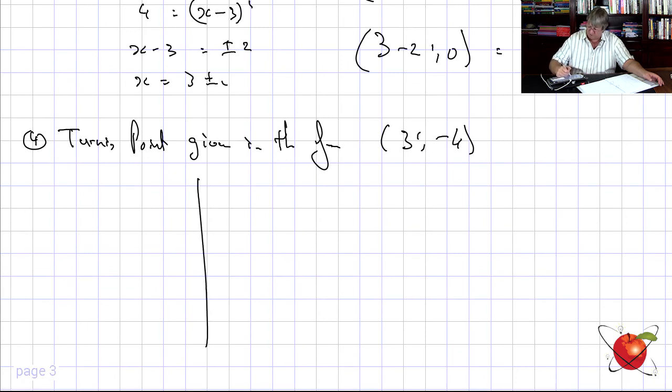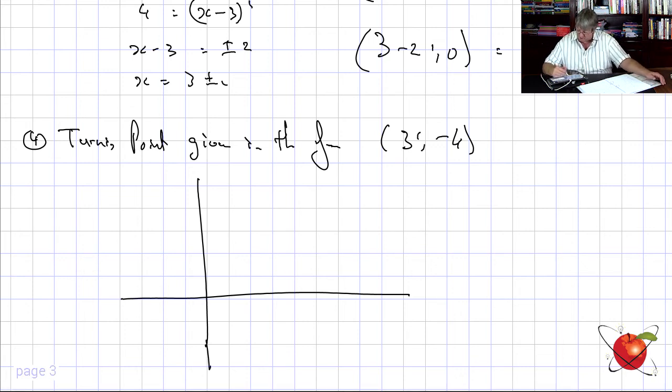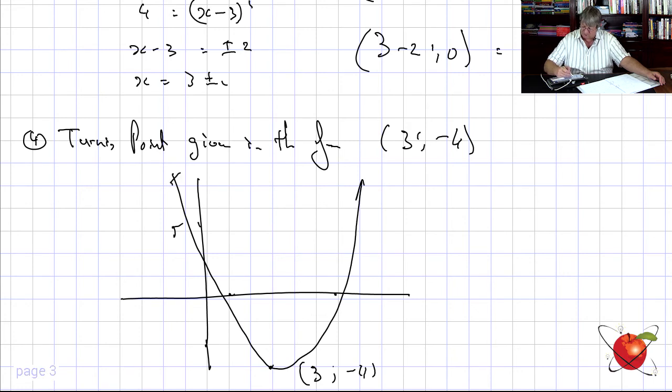The last thing we do is we go and we plot it. Draw that axis a little bit off that way. And we say, righty-ho, you are at 3 and minus 4. So you are there, 3 and minus 4. I put my roots in at 1 and 5. All right, and we go down and turn and go up. And it's got a minimum value equal to minus 4.